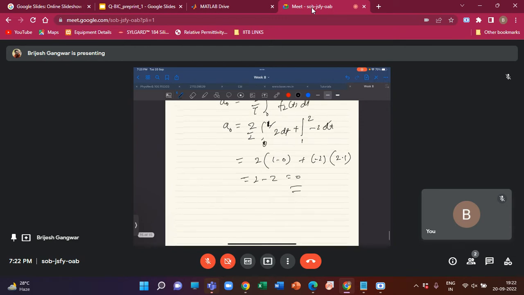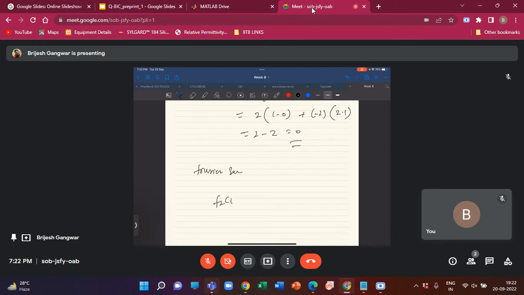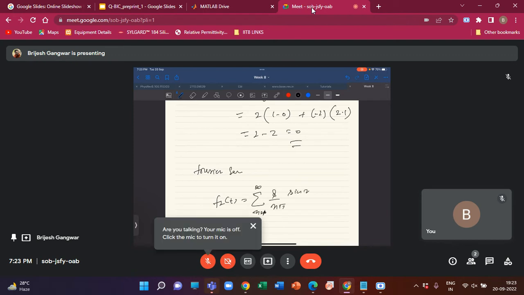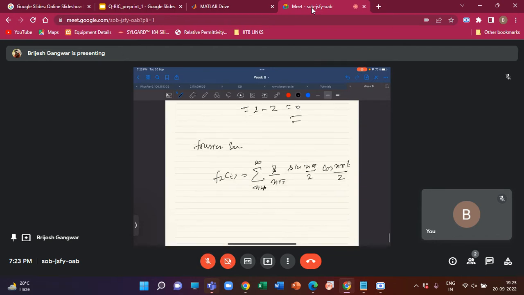Okay, so the Fourier series then will be, for f(t), summation n equal to 1 to infinity, 8 by n pi sin n pi by 2 cos n pi t by 2. Okay, so this will be the series.